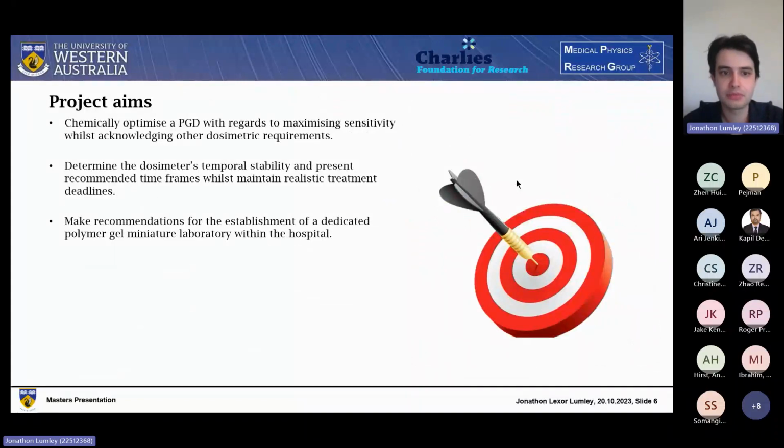So in terms of my project aims, I had three aims. One was to chemically optimize a polymer gel with regards to maximizing sensitivity, whilst also acknowledging other dosimetric requirements such as tissue equivalency. From then, I was going to determine the dosimeter's temporal stability and present recommended timeframes for irradiating and imaging. This was to be done whilst maintaining a realistic treatment deadline. Lastly, through my knowledge gained through the thesis, I was to make recommendations to establish a laboratory within the hospital dedicated for making polymer gels.